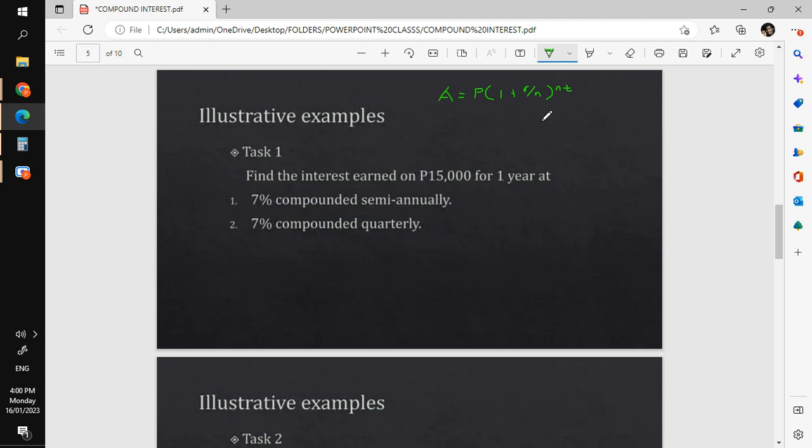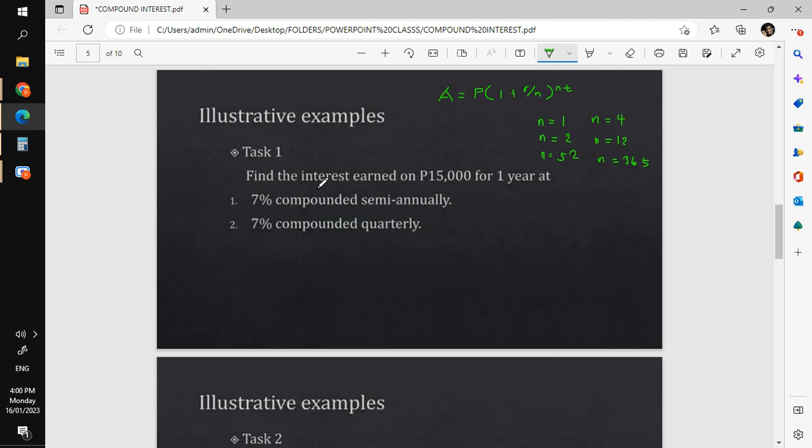Take note, when the money is compounded annually, then the value of your N is 1. If semi-annually, then the value is 2. If weekly, then the value is 52. If quarterly, then the value is 4, since there are 4 quarters in a year. If monthly, then this is 12, and if it is daily, then this is 365.